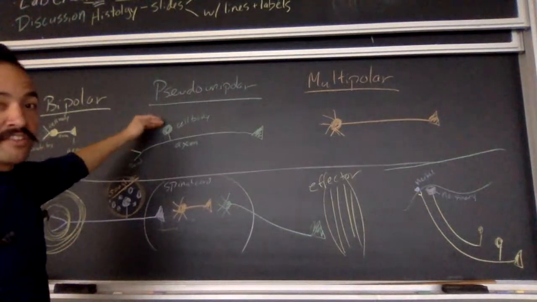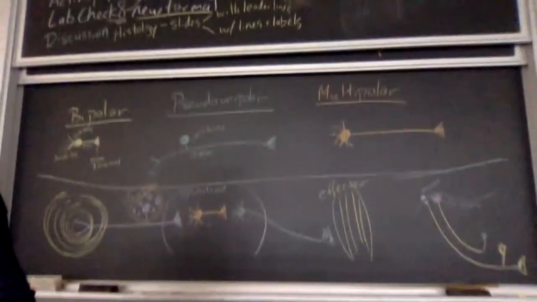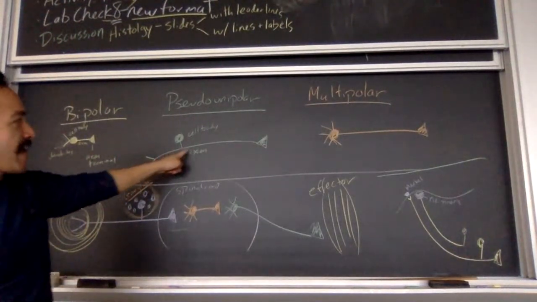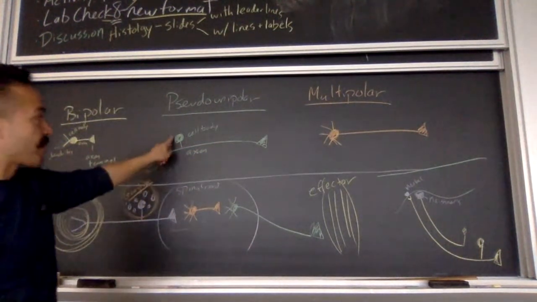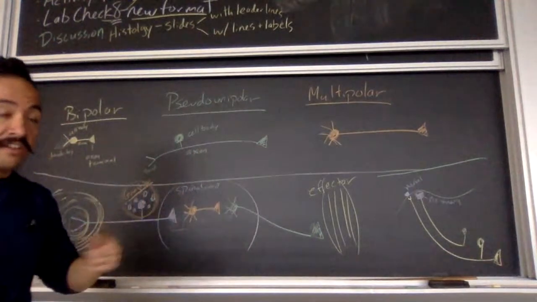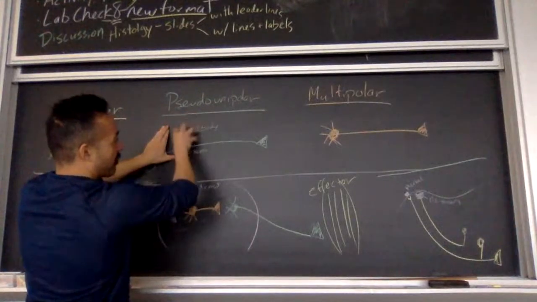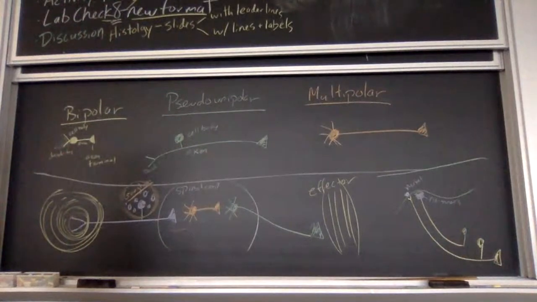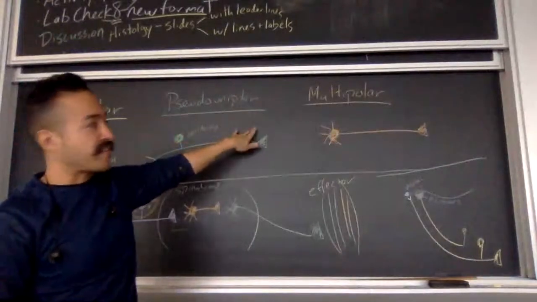Pseudo-unipolar, you've got the cell body off to the side, and dendrites straight to the axon terminal. So pseudo-unipolar, we saw the cell bodies in part of the axon. We saw that in the dorsal root ganglion slide. That's what we were looking at. Cell bodies all in one area, axons in another. Axon terminal would be farther along. So both are sensory. Special senses, somatosensation.